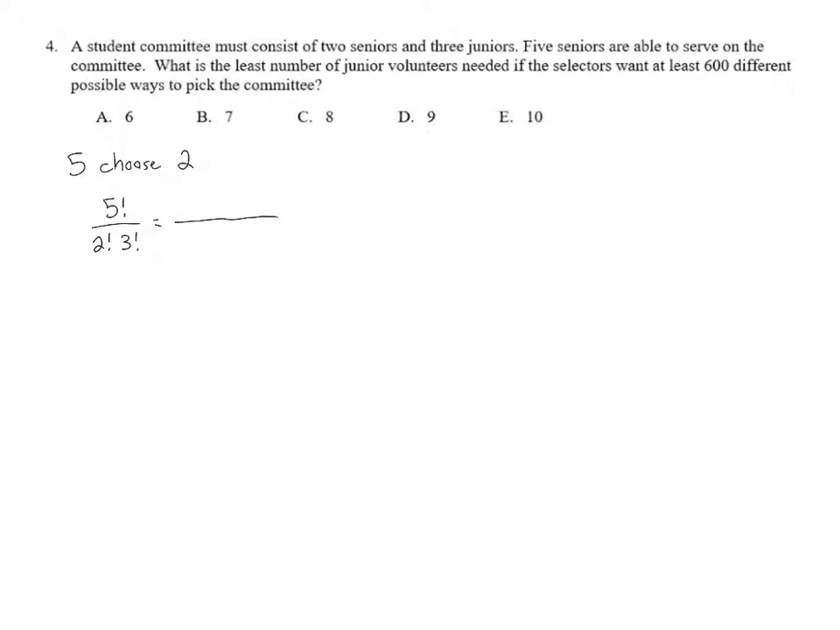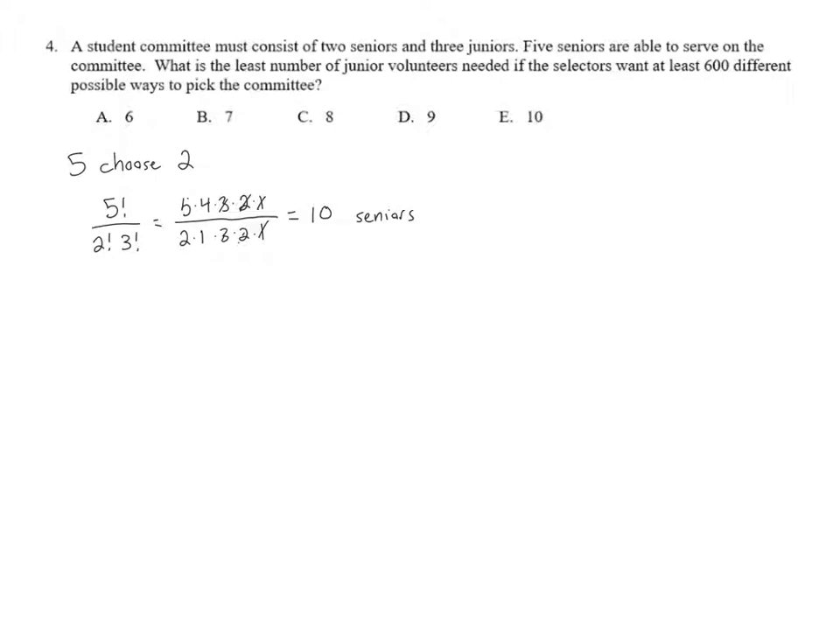You can use a calculator if you've got an advanced enough calculator to do this right away, but you can also do it out by hand. 5 times 4 times 3 times 2 times 1 over 2 times 1 times 3 times 2 times 1. The 3's, 2's, and 1's will cancel. 5 times 4 is 20, divided by 2 is 10. So there are 10 possibilities for the seniors.